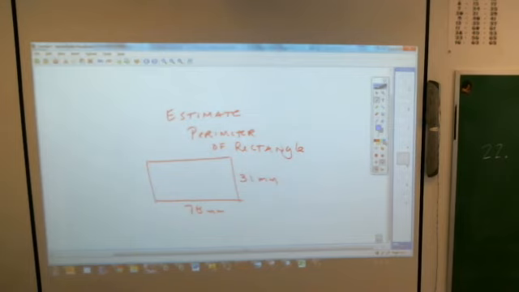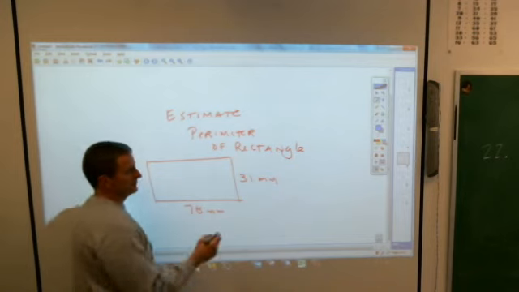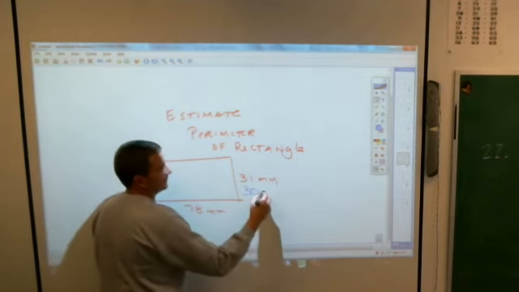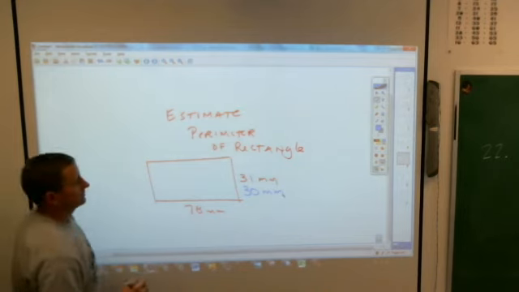If you were estimating that, what would you change those dimensions to? That would be what we call some compatible, close, easy to work with numbers. 31, I would probably make what? Sam? Yeah, that's a tough one. And 78, Brady? 80 millimeters.